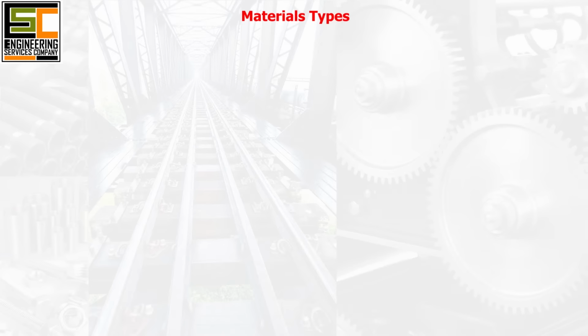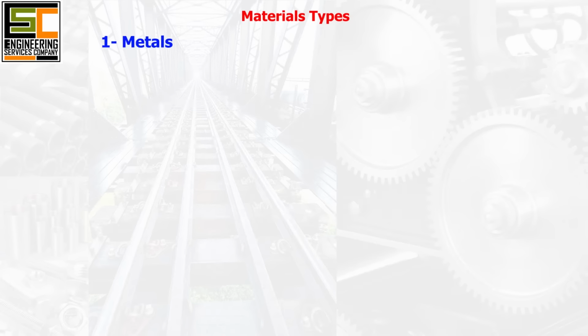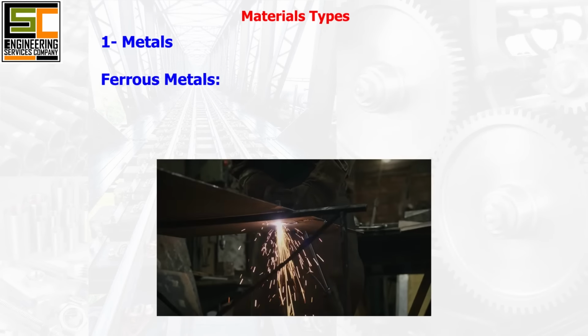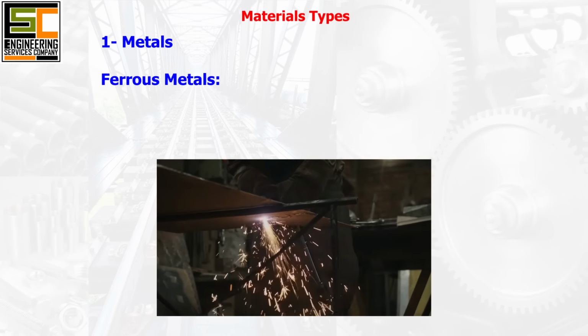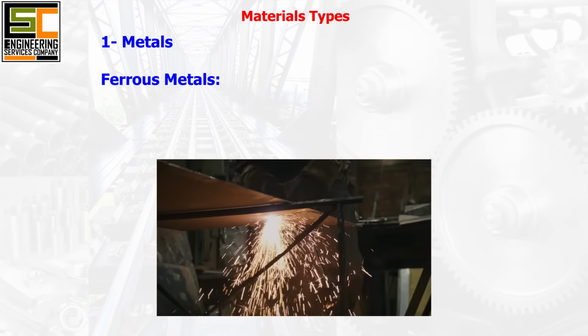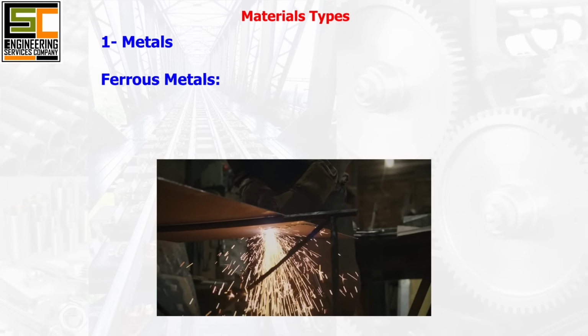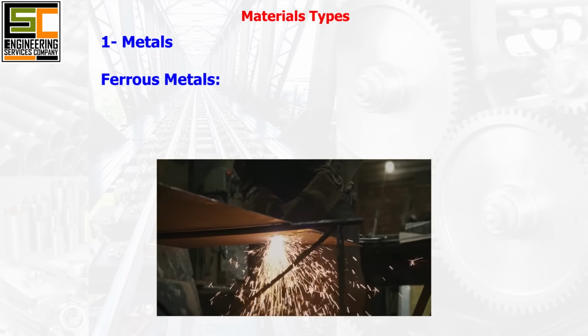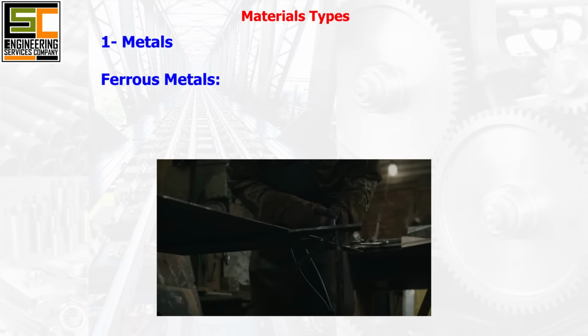Materials types: metals, polymers, ceramics, composites, semiconductors, and biomaterials. 1. Metals. Ferrous metals. Ferrous metals are a category of metals primarily composed of iron and varying amounts of carbon. These metals form the backbone of industrial materials due to their abundant availability, diverse properties, and wide range of applications.